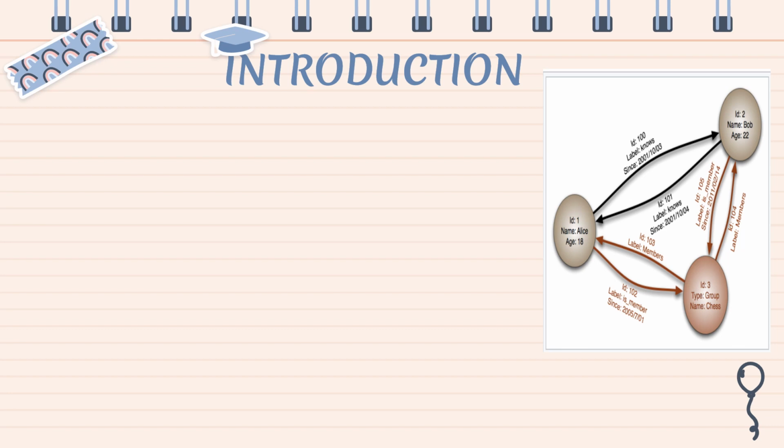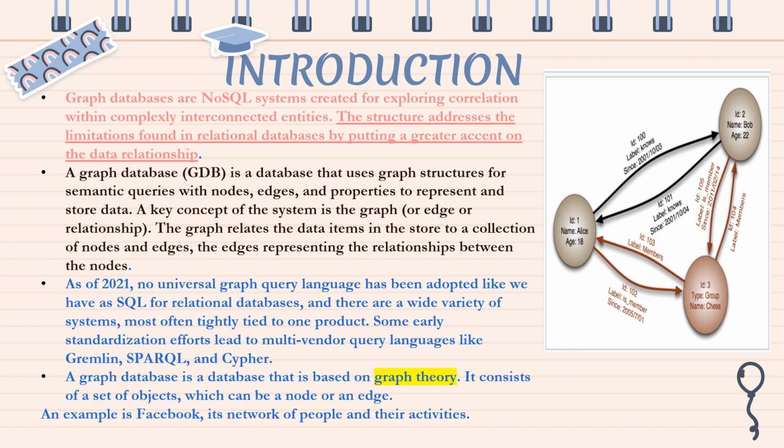So what exactly is a graph database? A graph database is a NoSQL database which is used for exploring correlation within complexly interconnected entities. The structure addresses the limitations found in relational databases by putting a greater weight on data relationship. A graph database is a database which uses graph data structure.